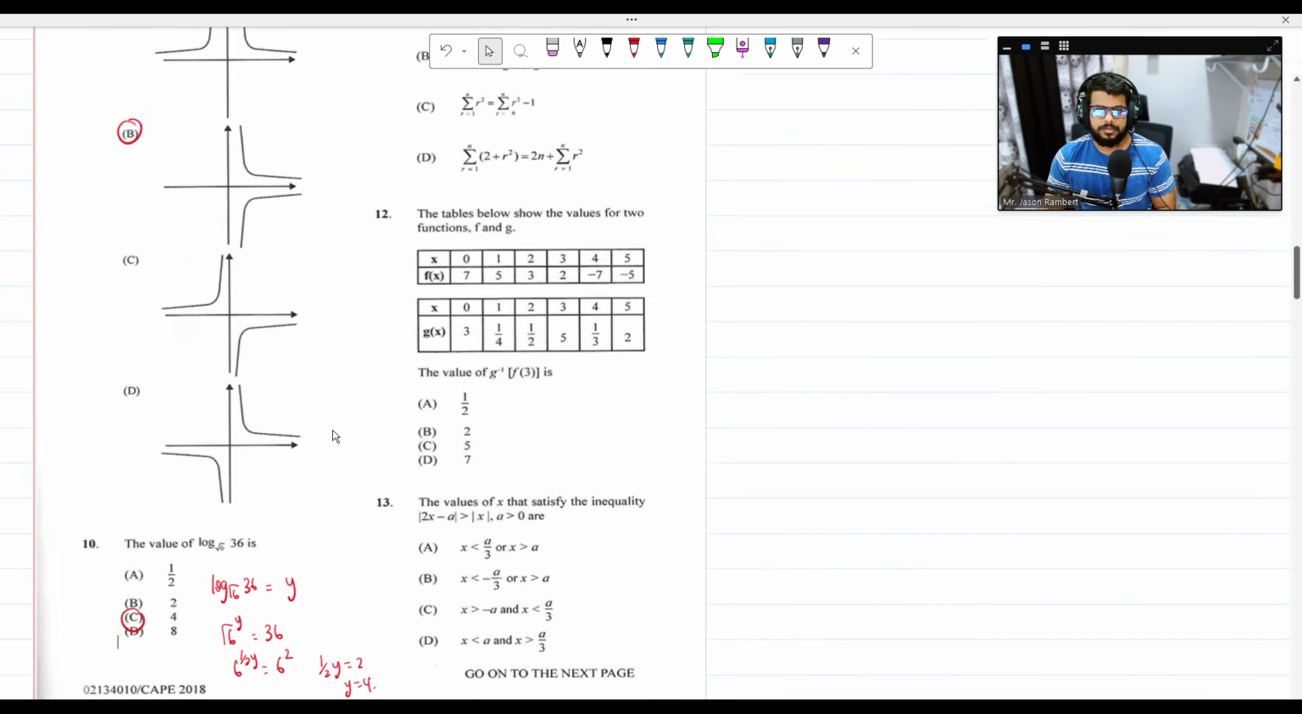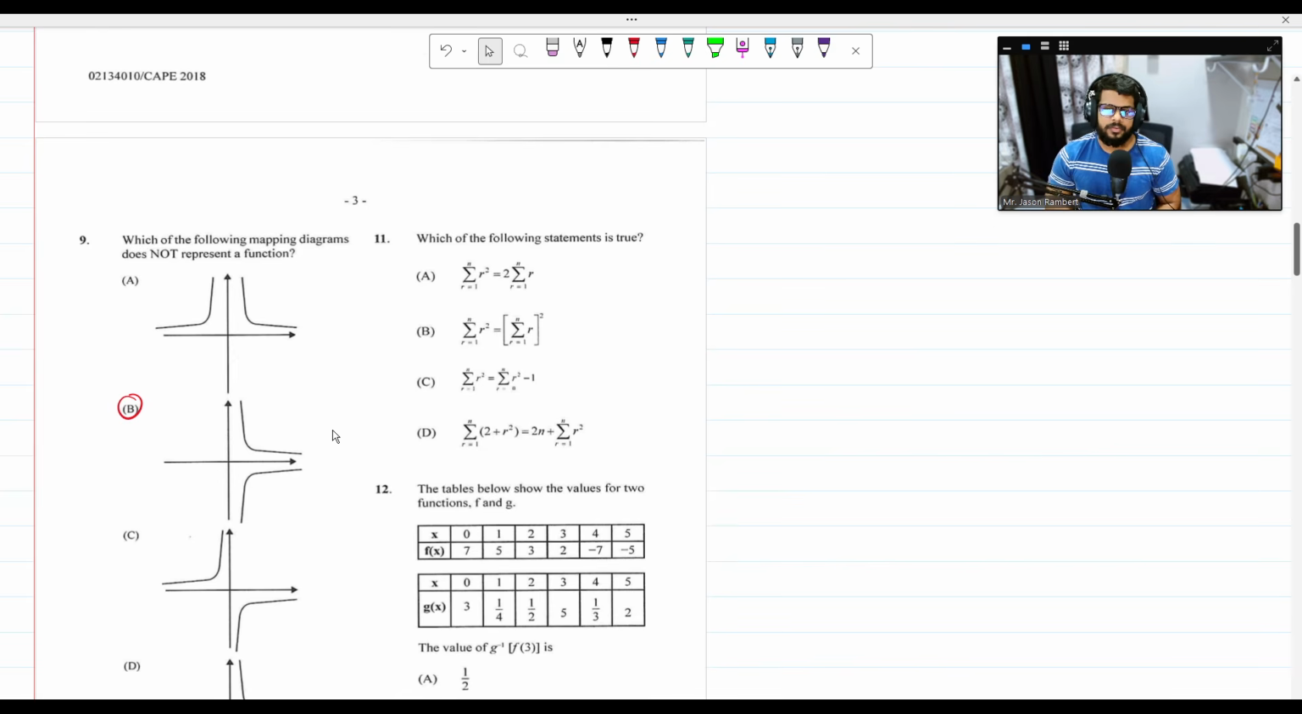The answer is C. Which of the following statements is true? So part A could never be true because you could test it. Let me go ahead and expand. Let me just expand the first two terms. I'm going to get on the left hand side 1 squared plus 2 squared.